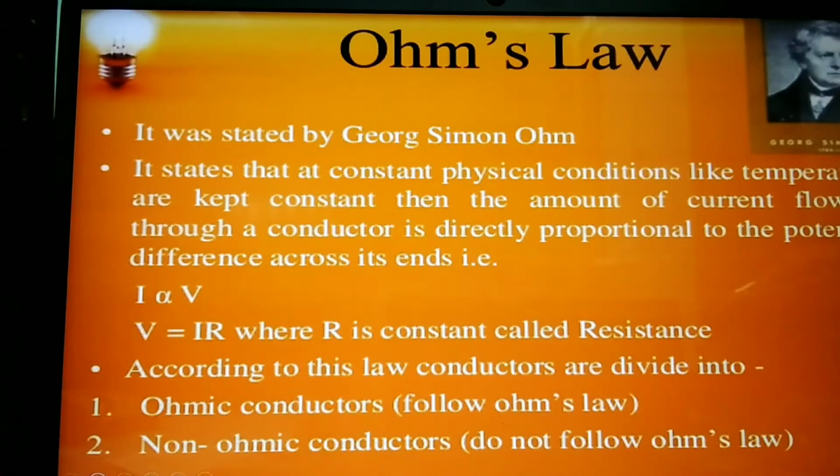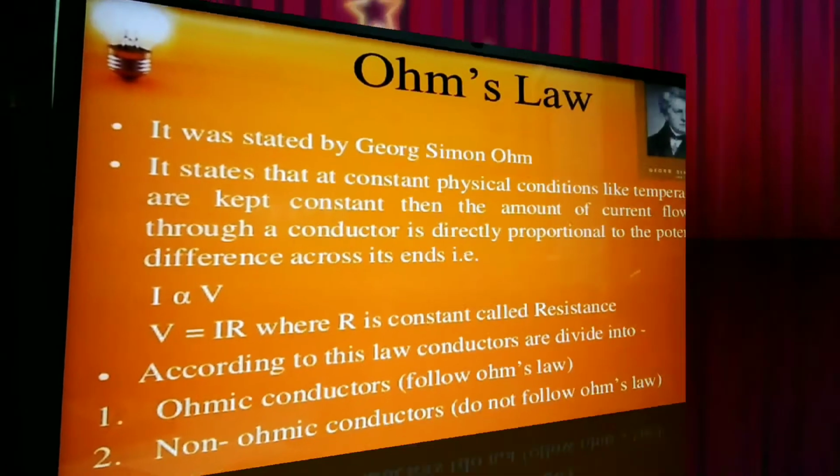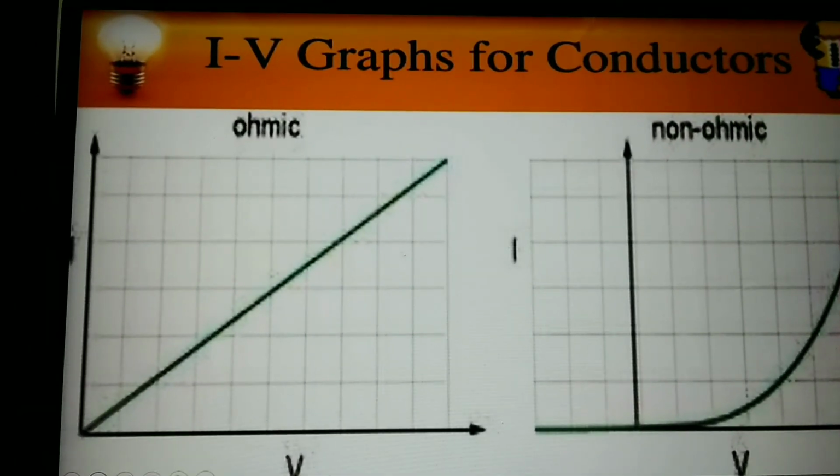According to this law, conductors are divided into two, ohmic conductors and non-ohmic conductors. Ohmic conductors are those conductors which follow Ohm's law, whereas non-ohmic conductors are those which do not follow Ohm's law. If a conductor is an ohmic conductor, then when you plot a graph between V and I, it will be a straight line, whereas in non-ohmic conductors, the graph will be a curve.